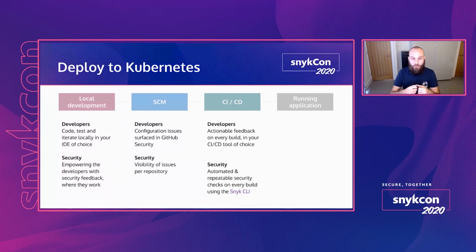We know as well that by committing changes to our SCM, in this case it was GitHub, and then combined with our CI/CD, in this example it was GitHub Actions, but it could be any tool of your choice, we're also able to get that actionable feedback on every build using the Snyk CLI. So this really highlights how you can integrate the security tooling into the relevant part of your process, whilst also getting feedback about how to do this.